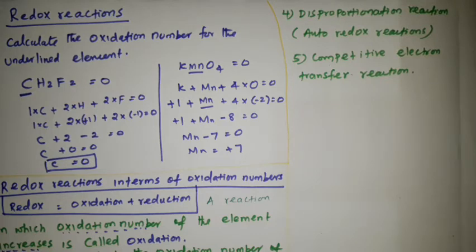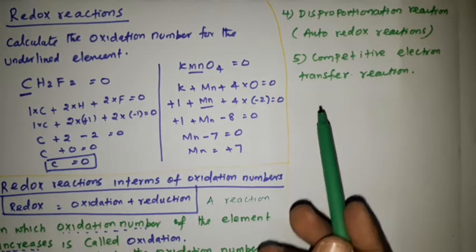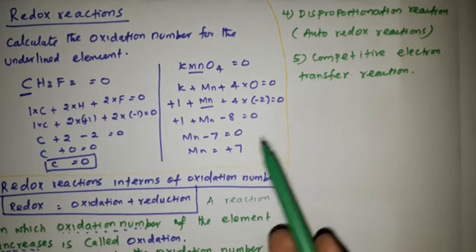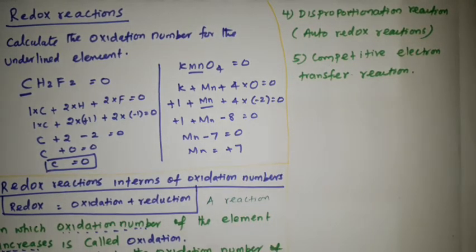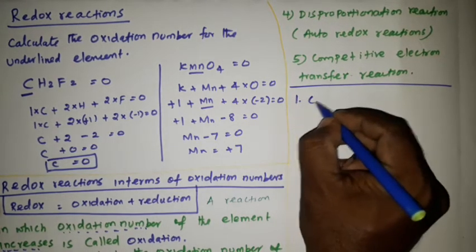One is combination, second one is decomposition, third one is displacement reaction. In displacement reaction there are 2 types. One is metal displacement, another one is non-metal displacement. Fourth one is disproportionation reaction, that is called auto redox reactions. Then the last, that is fifth one, is competitive electron transfer reactions. Clear? See, we will see them one by one. The first reaction is combination reaction.